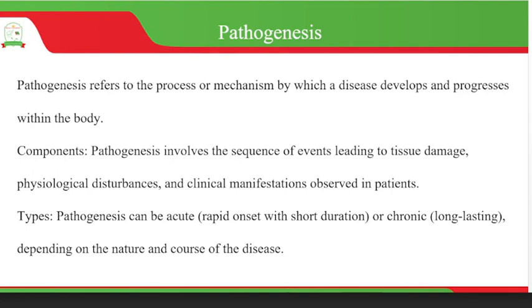So, what is pathogenesis? Pathogenesis, we said, refers to the process or mechanism by which a disease develops and progresses within the body, and the components of this progression. How does the disease start in the body? How does this cell start deviating from the normal function, either when it is injured or when there is invasion of microorganisms? Those events that occur within the cell, that process, is what we call pathogenesis.